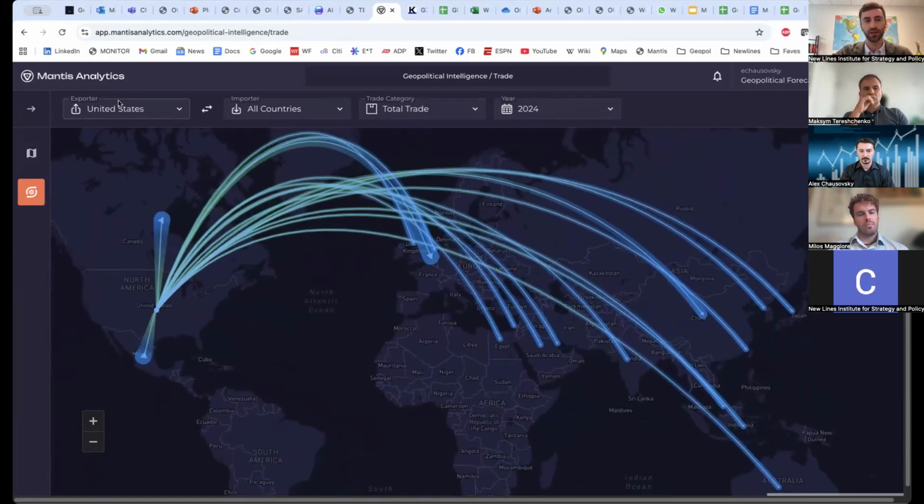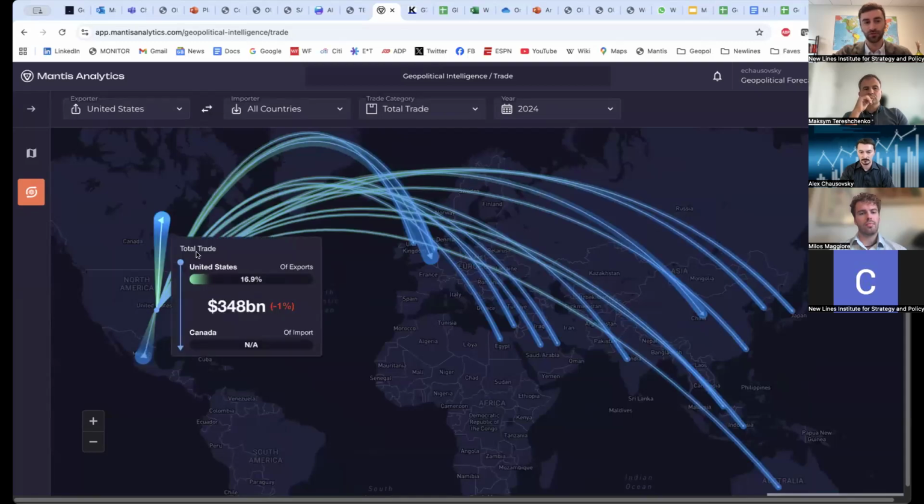total trade, and we're looking at the U.S. as the exporter, you can click on these arrows, and it will show you, for example, U.S. total trade with Canada for the year 2024. This represented 348 billion. The percentage of those exports of U.S. total exports is 16.9% here.